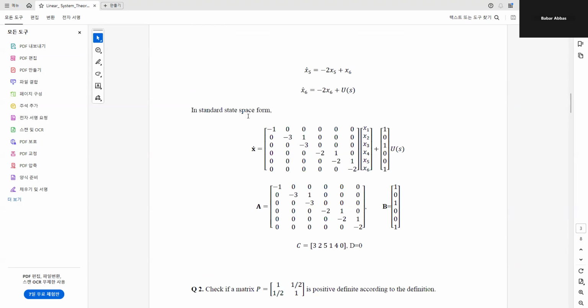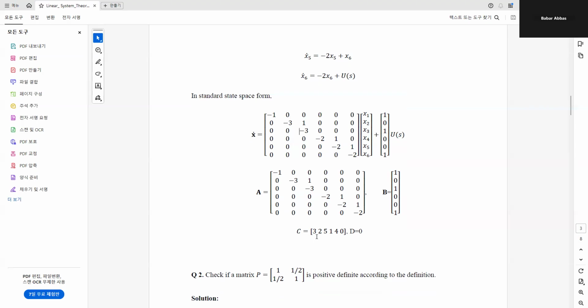So in standard state space form, we can represent it. This is the state matrix form. This is the state vector x dot, and we have the system matrix A. Here we have one Jordan block, and this is the sub block here, and we have minus 3, minus 3, this is Jordan sub block 2, and we have a sub block for minus 2 and minus 2. So this is the third Jordan sub block, and this is the system matrix A, and this is the system matrix B.